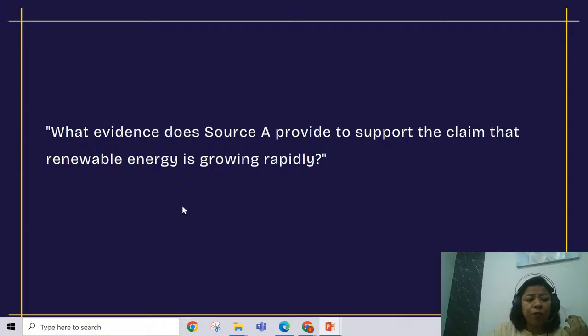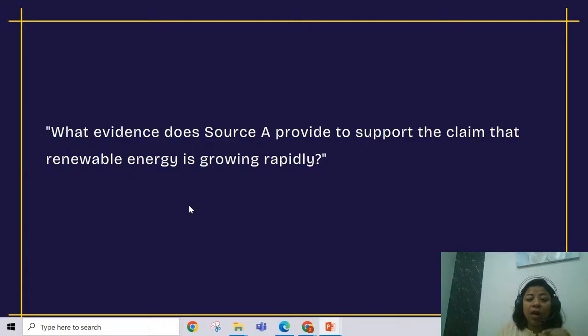I have also shared one question that you can see on my screen: what evidence does source A provide to support the claim that renewable energy is growing rapidly? Although I have not shared any source A or B, the whole idea of putting up this question is for you to understand how the word evidence is utilized in the question.